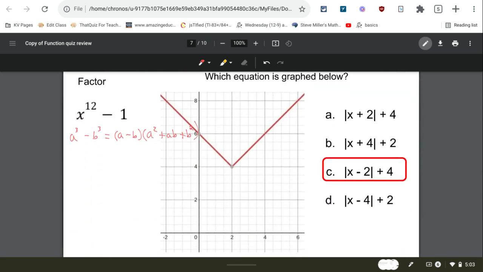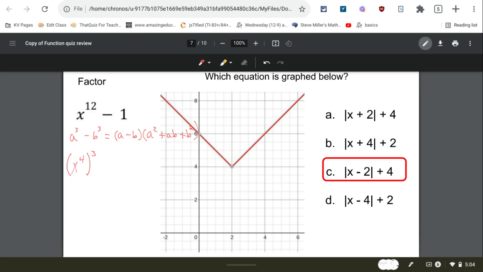Okay, the factoring question. So this one's got a higher power. It's x to the 12th. I want to rewrite that as something to the third power. So the trick is you take 12 and divide that by 3. You'll get x to the 4th. That's the thing that you have to raise to the third power to get x to the 12th.